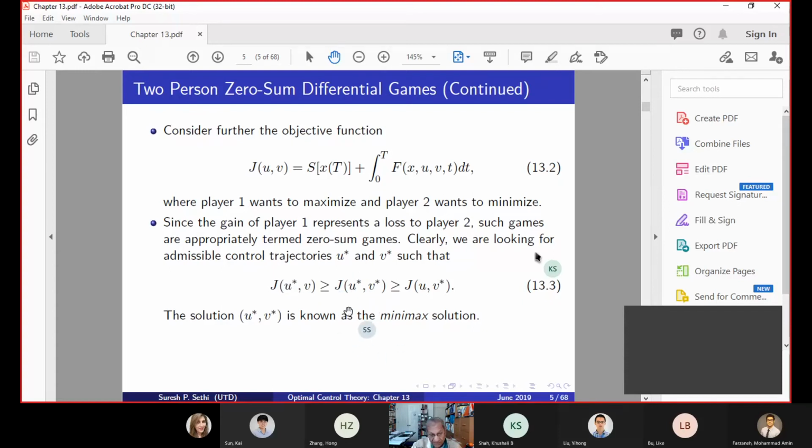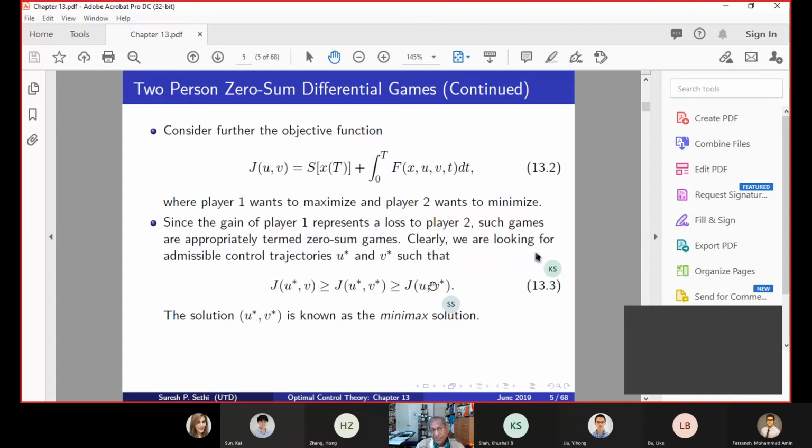This equilibrium says that if V deviates, then V loses, because J for any V other than V star is bigger. But remember, V is trying to minimize, so anything bigger is not good for him. Any V is not as good for him as V star. On the other hand, if U star changes to U, then this quantity is less than that quantity, which means that he's maximizing, so he's also losing. Losing in the sense of the objective function, not in the sense of inequalities. So equilibrium is a point where if you deviate, you lose, and if the other guy deviates, he loses. That's a minimax solution. It's called the minimax solution.